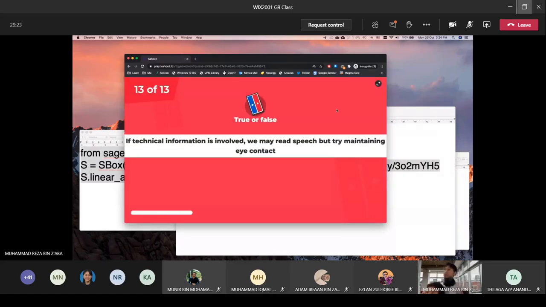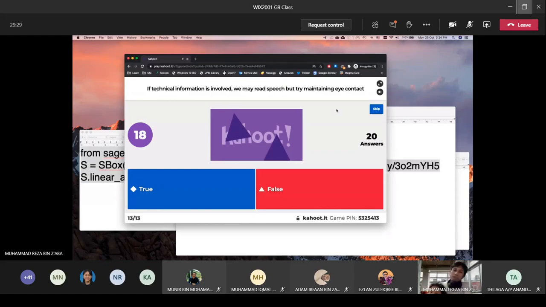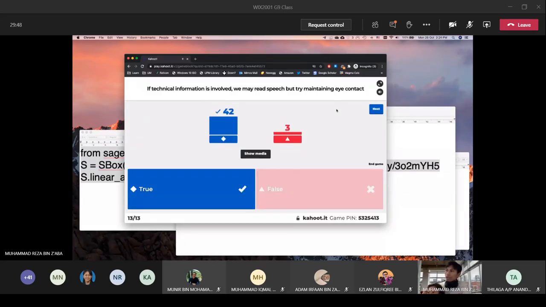Okay, last question. If you're reading technical information, can you read your speech but maintain eye contact? Of course. If you are reporting the number of cases, COVID-19 cases for example, you don't want to provide wrong information, right? There are technical jargons involved. You may want to read this.